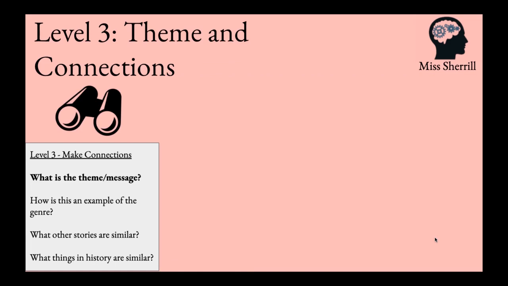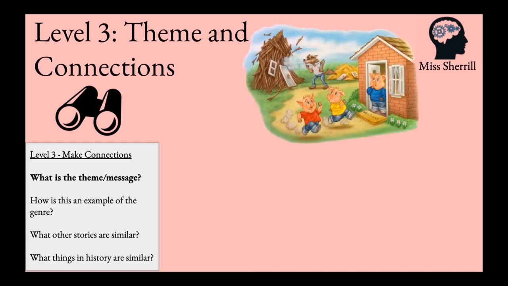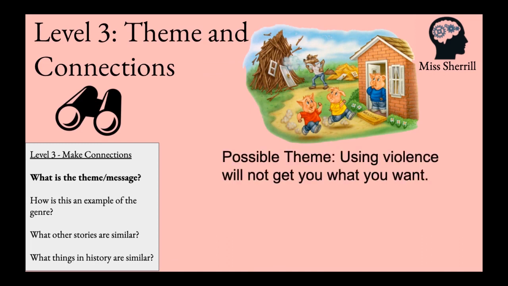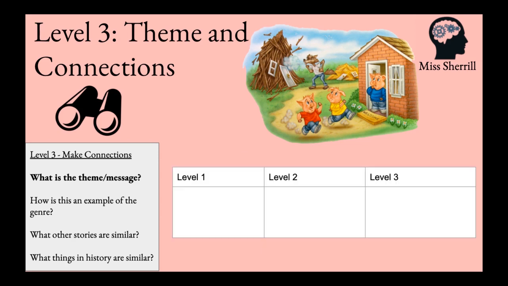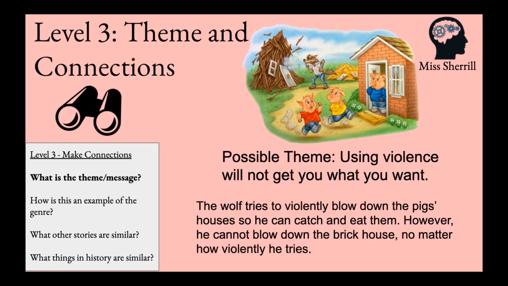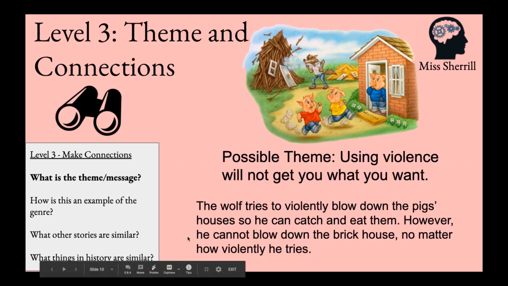So level 3, now we want to look at theme and connections. So let's look at the 3 little pigs. Okay, possible themes of the 3 little pigs, or the big bad wolf and the 3 little pigs, is using violence will not get you what you want. The wolf tries to violently blow down the pigs' houses so he can catch and eat them. However, he cannot blow down the brick house, no matter how violently he tries. Well, let's go through this on a level 1, level 2, level 3 analysis. So, what do you think could be a level 1 analysis based on this written part of the story?